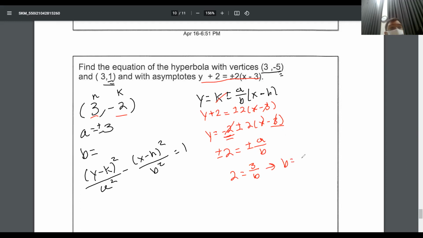Good. B equals 3 over 2. I'm going to leave it as a fraction because it's a little easier to square than 1.5. Yep. So we have our B, we have our A, we have our H and K, so we could just put it all together. Y minus -2, but the minus a -2 must be a +2, squared. This is the Y and this is the Y, so I just set them equal to each other.